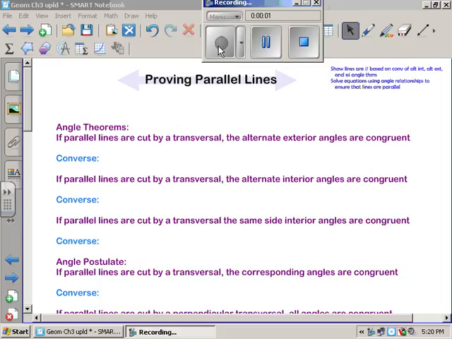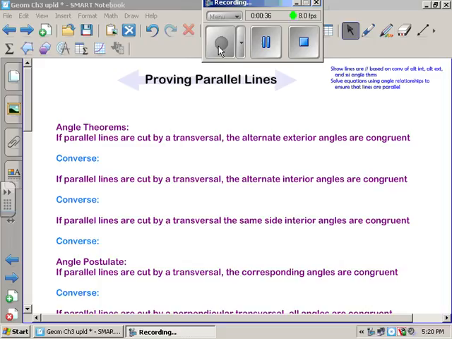Today we're going to talk about parallel lines, proving that lines are parallel. Up until now we've said if the lines are parallel, then corresponding angles are congruent, or if a transversal cuts parallel lines, then alternate interior angles are congruent, or same side interior angles are supplementary, something like that. Well, the converse of all those are also true.